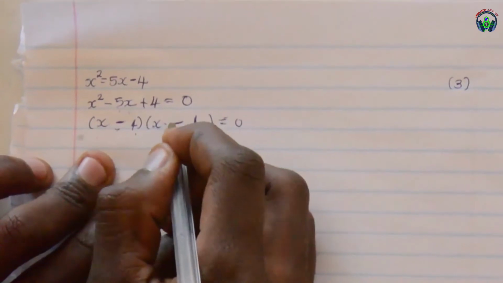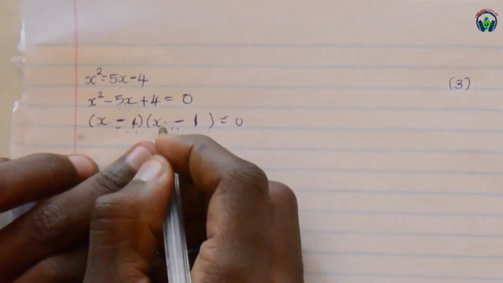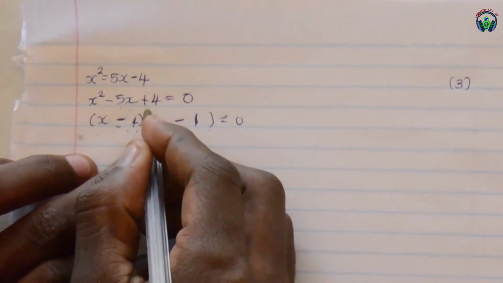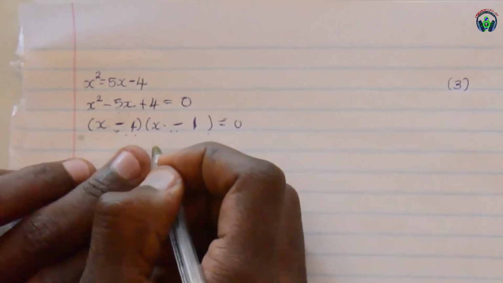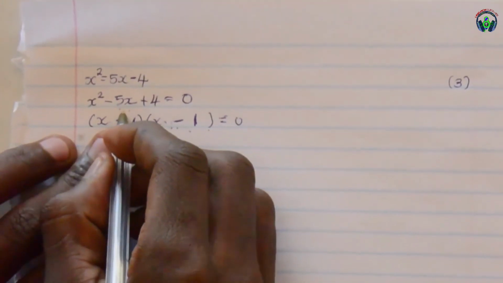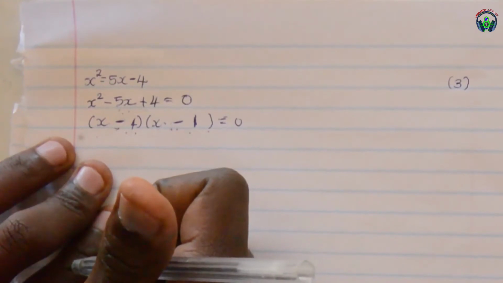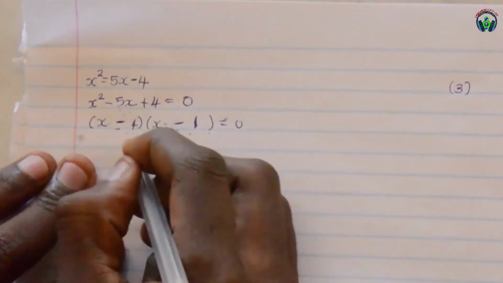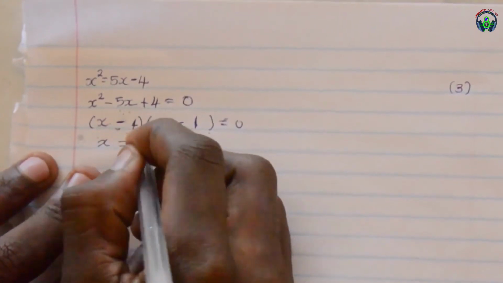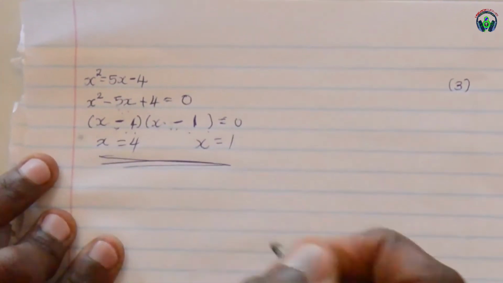We have negative and negative in between the terms because negative and negative multiplied together will give us positive 4. In this instance, negative 4 and negative 1 give us minus 5x. So in this case, we have x equals 4 and x equals 1. We have solved for x.